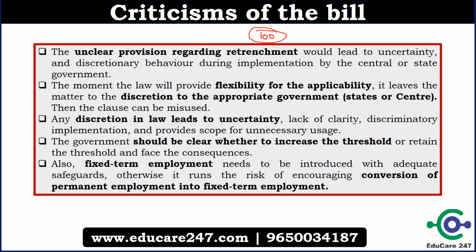And fixed term employment can be used in place of permanent employment. So this can hamper permanent employment, because companies will only hire workers for fixed term employment, which may not be good. The government should be clear whether to increase or retain the threshold, and the consequences. They should not confuse industry, because it is saying that it will be changed through notification. So you don't know what the number will be in that case. So this is also very confusing, and these are the important criticisms of the bill.